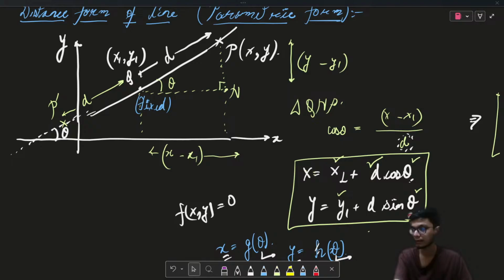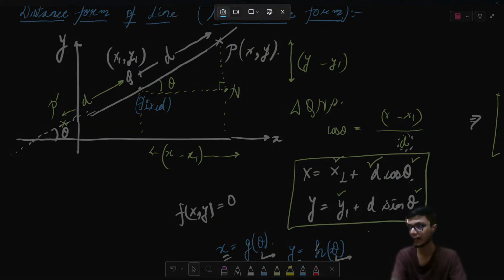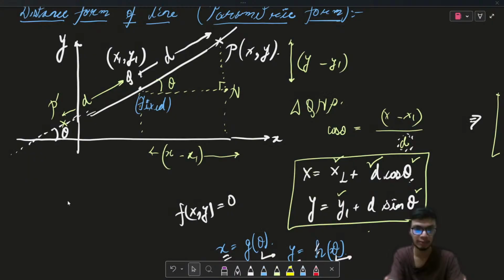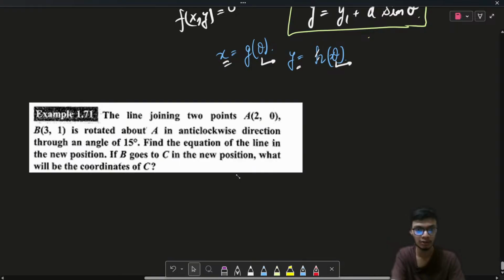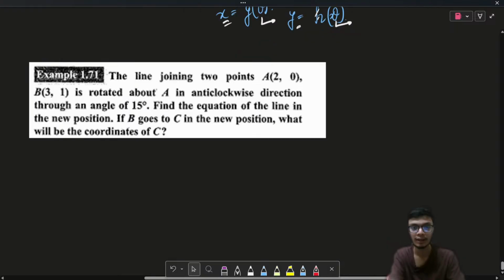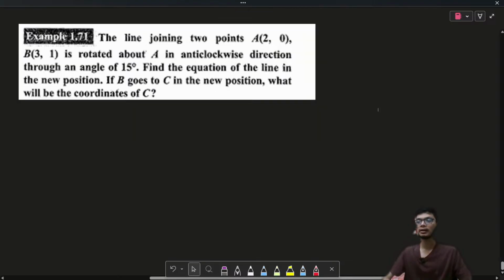Okay, so let us see how we use this particular concept to solve some interesting problem, right? So if you recall, similar to the problem of reflection in a plane, I can also give you a problem where the line is rotated by some particular angle, right? So in the questions where we will have the concept of rotation of a line, here the parametric form is going to play a very important role. So the question is shown over here.